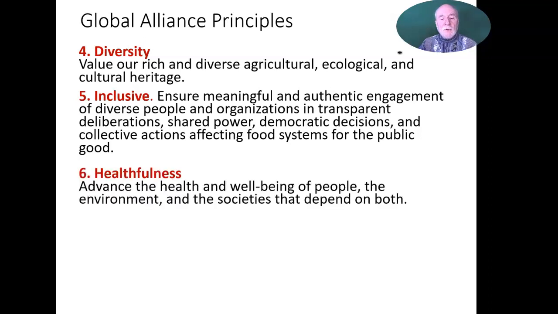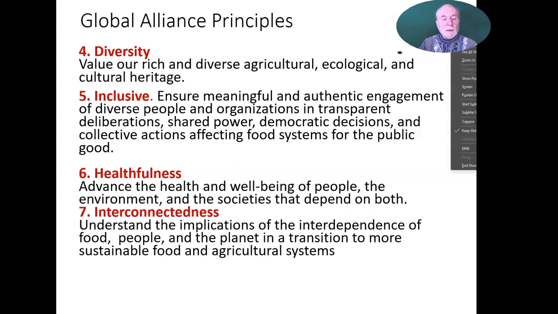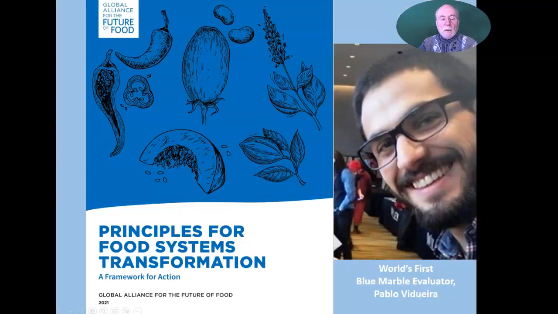Healthfulness: advance the health and well-being of people, the environment, and the societies that depend on both. And interconnectedness: understand the implications of the interdependence of food, people, and the planet in a transition to more sustainable food and agricultural systems. They have developed an overall evaluation system to examine and evaluate the principles for food systems transformation, directed by Pablo Verdura, the world's first Blue Marble evaluator, representing the Blue Marble global perspective of the Global Alliance for the Future of Food.